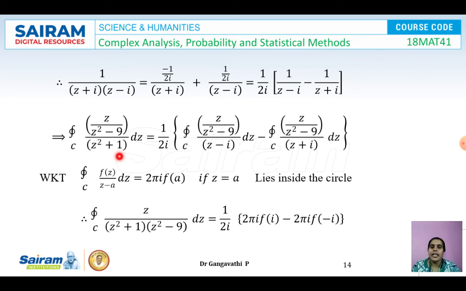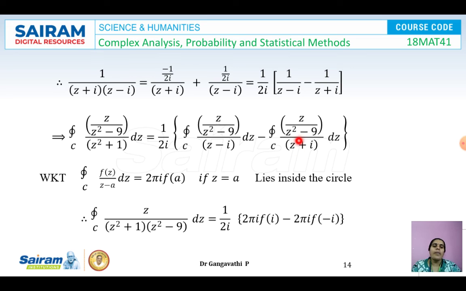So have clarity here. Since we are operating the integral in 1 by 2i, this 1 by 2i stays as it is. f of z is z by (z square minus 9) from this term, and the denominator z square plus 1 we have segregated as (z minus i) into (z plus i). Otherwise, f of z is the same for both the functions. So now consider the first one. We know by Cauchy's integral formula, the integral of f of z by (z minus a) dz is 2 pi i into f of a. And z is equal to i, that is z is equal to minus i, lies inside the circle. Therefore, for both the terms we can write it together. Here we get 2 pi i into f of a, where the value of a is plus i.